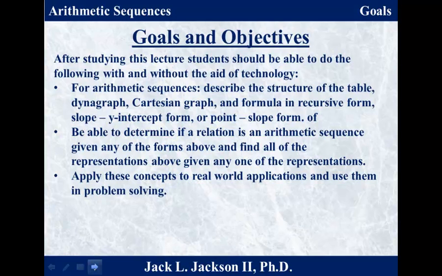of these arithmetic sequences. And you should be able to determine if a relation is an arithmetic sequence given any of the forms above, and find the representations above given any one of the representations. In other words, if you start with any one of these, you should be able to get all of them. And you should understand all of the parts and the structures of each of these representations. What structure you see in the formula, what structure you see in the graph, and so forth. And you should be able to apply these concepts to real-world applications and use them in doing some problem solving.